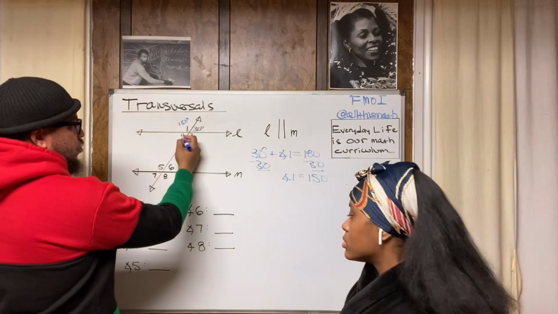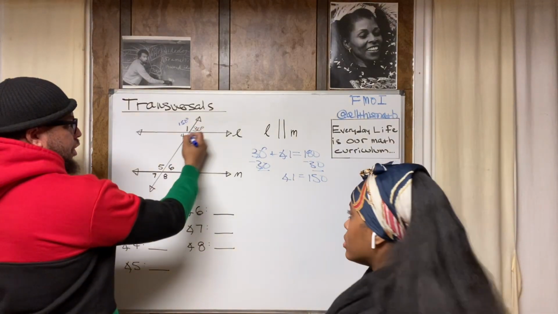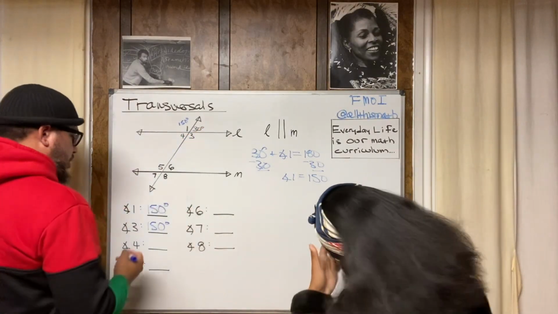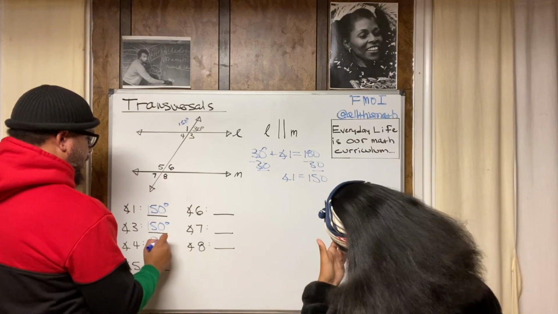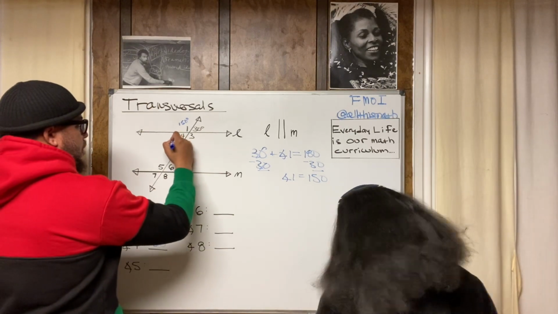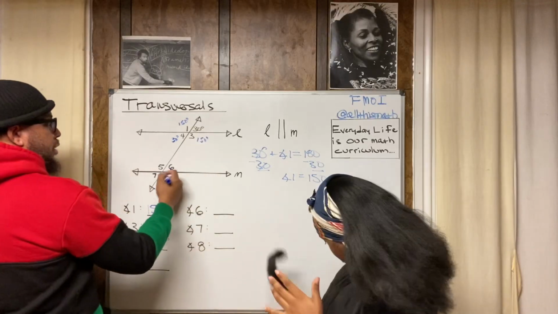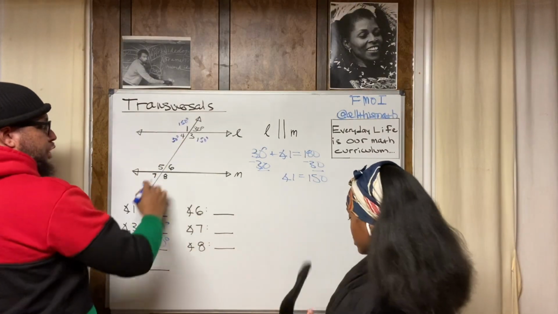Also, aren't angle 4 and this 30-degree angle vertical angles? So that's another way to figure out that angle 4 must be 30. So we had two ways. We had two options. So that's 30. That's 150. Now, down here, we're dealing with the transversal.